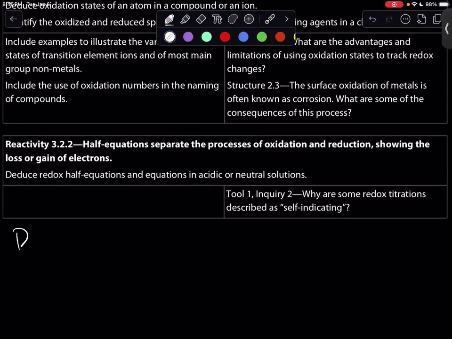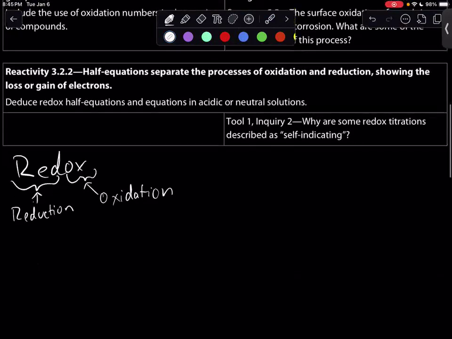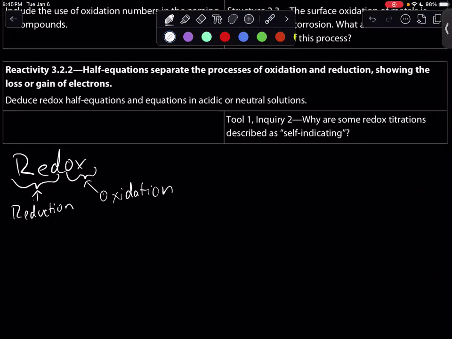So starting off with this section, what is redox? Well, redox is just joining the words reduction and oxidation. But now the problem is, what is reduction and what is oxidation? So to define these terms, let's start at a common example of a redox reaction. And one of the most common redox reactions that most people are familiar with is the rusting of iron.